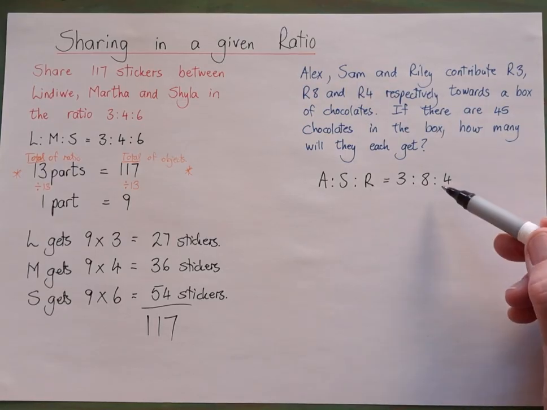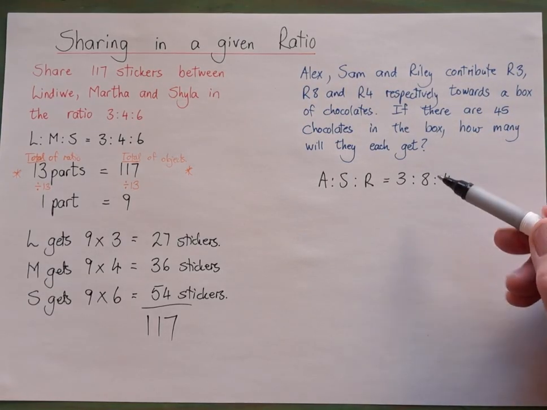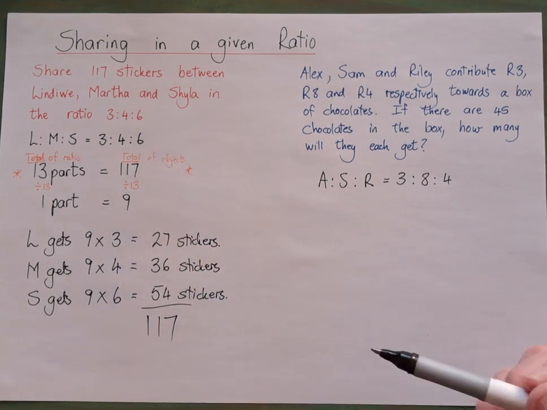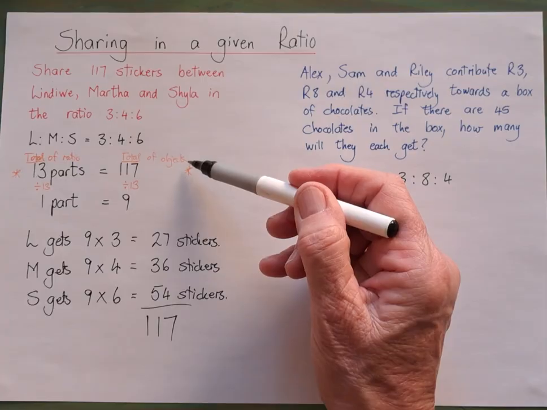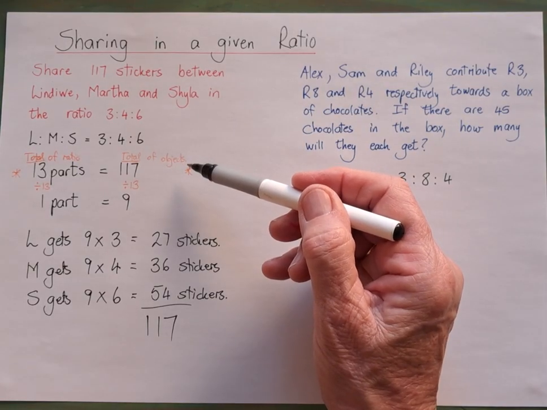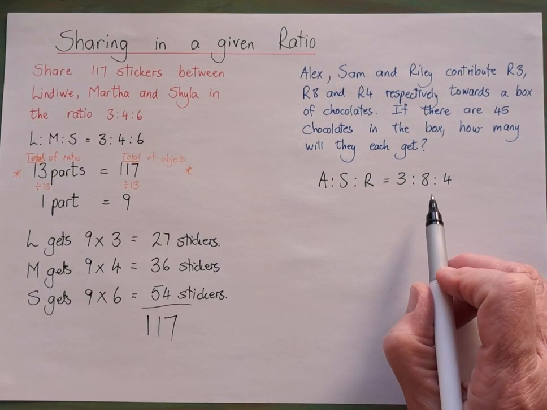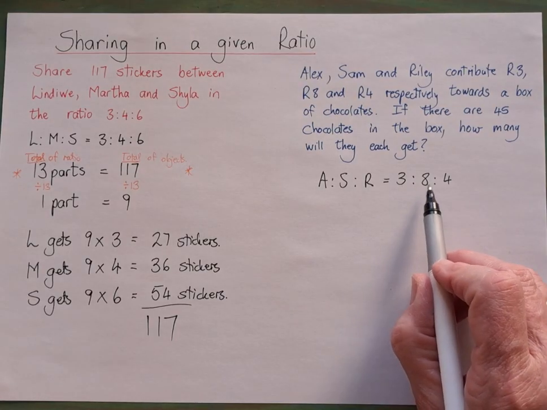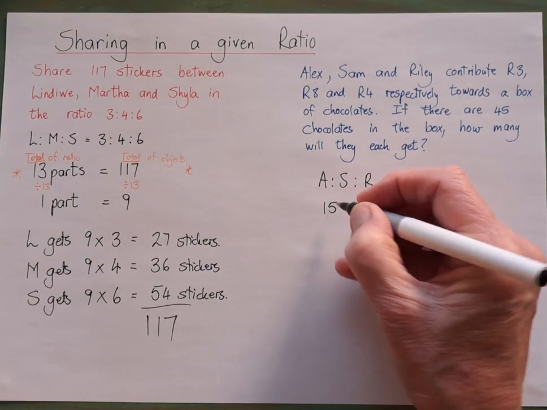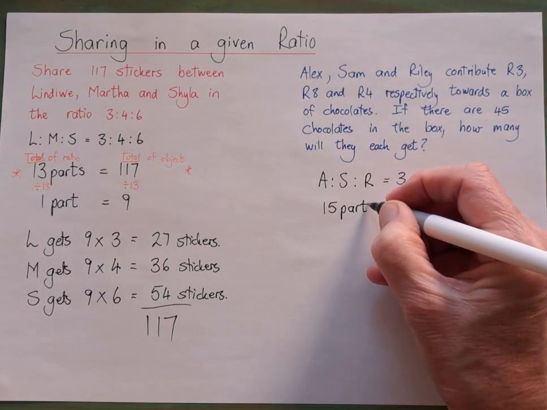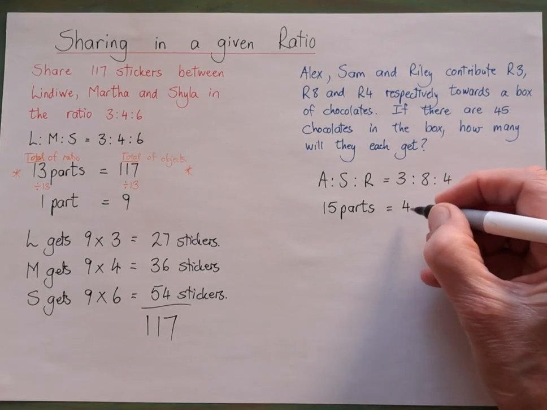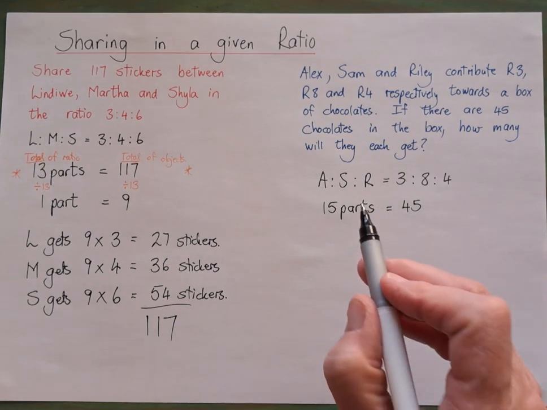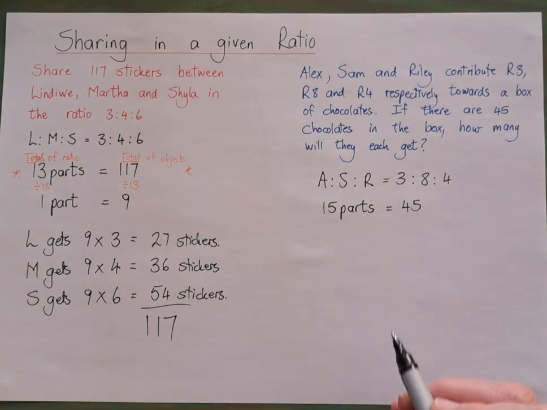So once we've got to this stage, pulling a ratio out of the story, even though the ratio wasn't absolutely visible like it is there, then we go on to this very important step where we say the total of the ratio equals the total of the things to be shared. So the total of the ratio, 3 plus 8 is 11, plus 4 is 15. So the ratio is made up of 15 parts. And that is equal to, what am I trying to share? I'm trying to share 45 chocolates. That's the total number of chocolates I have in the box. The total of the ratio equals the total of the chocolates.